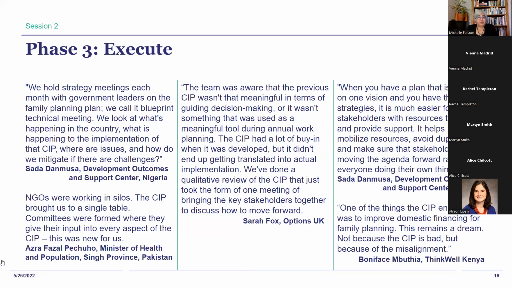One of the critical things to ensure good execution of the CIP is really figuring out the stewardship and getting all the institutional relationships in place. In Nigeria, they're holding strategy meetings every month with the government leaders on the family planning plan. They call it the Blueprint Technical Meeting. They're looking at what's happening in country, what's happening to the implementation, where are the issues, how do they mitigate those issues, and that seems to be working very well.